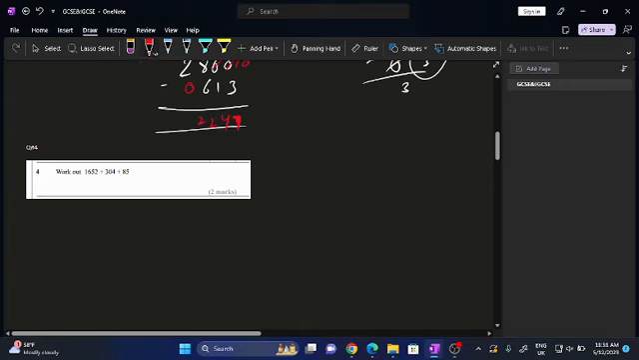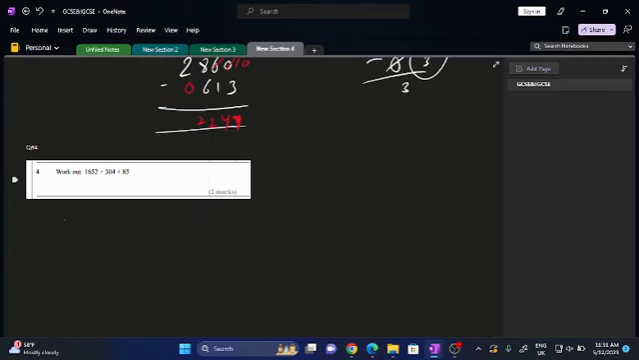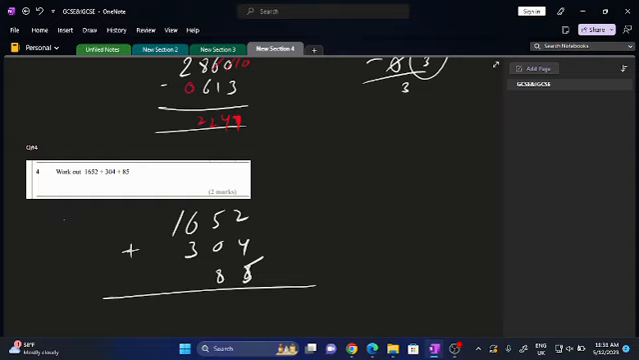Next is, work out 1652 plus 304, then plus 85. So first of all, solve the first two terms, then add the remaining term. So 1652, then 304, then you can also write 85. This is 5 and this is 8. Take them, add. 2 plus 4 is 6. 6 plus 5 is 11. So 1 can be written over here. 1 can be taken as a carry.